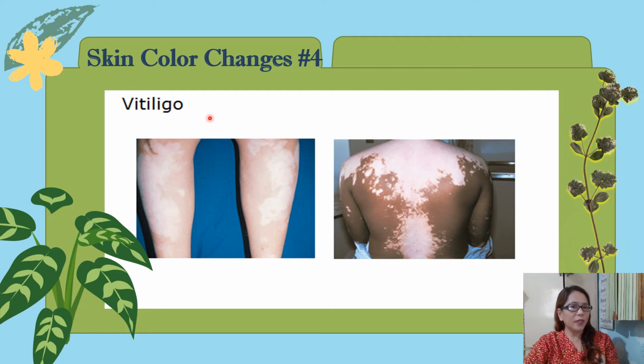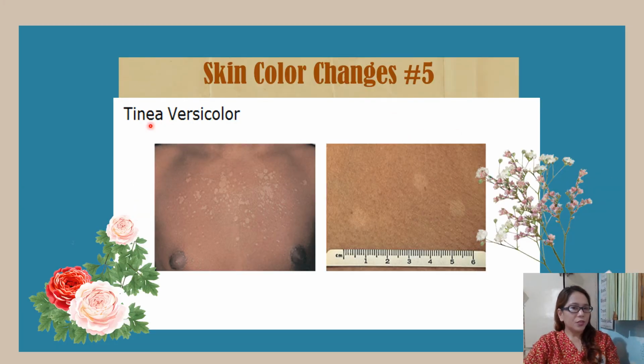So another one is vitiligo. There are depigmented macules that appear on the face, on the hands, on the feet, and other regions. This is hereditary. So another one is tinea versicolor. It is a common superficial fungal infection of the skin that causes hypopigmented areas. It is slightly scaly macules on the trunk, the neck, and the upper arms.